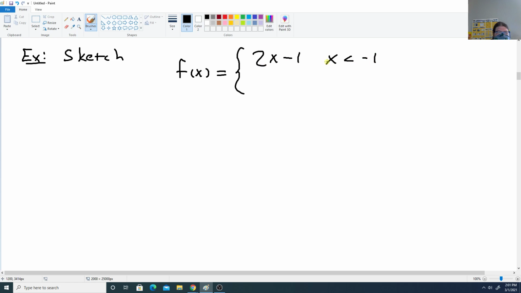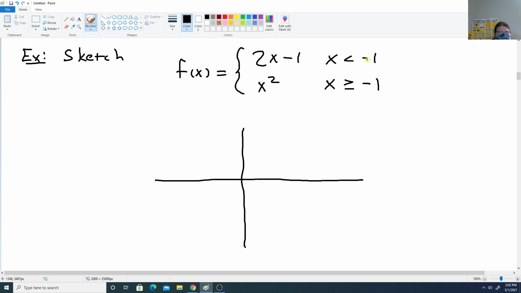So we're going to be 2x minus 1 if x is less than negative 1, and x squared if x is greater than or equal to negative 1. Okay, so here's how we sketch these types. First, x equals negative 1 is when we stop being the top form and we start being the bottom form. So we're going to focus on negative 1.